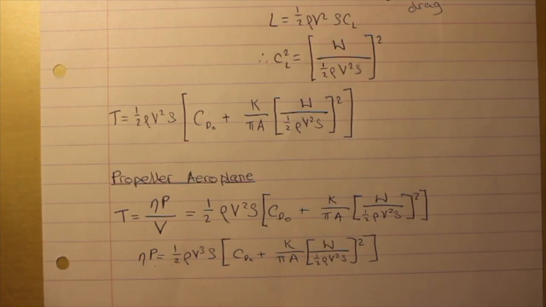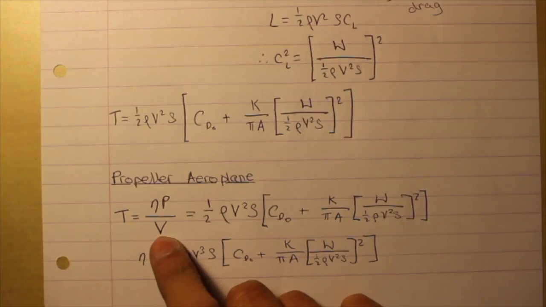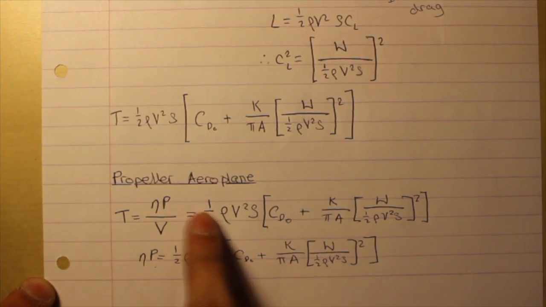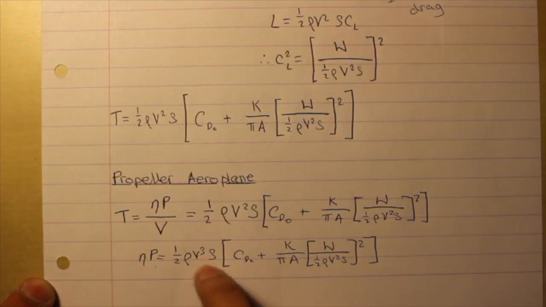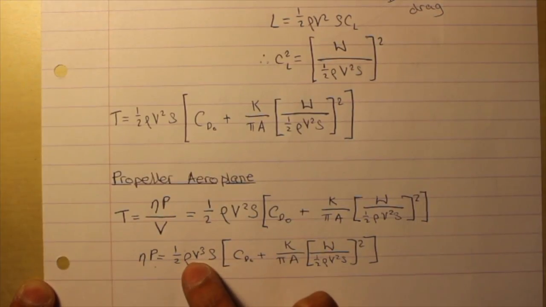And finally, if we want to use this equation for the propeller aeroplane, we know that thrust is equal to eta P over V, which then we know is equal to all of that, which we put there. Multiply by V, and we get eta P half rho V cubed S multiplied by all of that. We can then use that and iterate again to find our maximum velocity at maximum thrust.